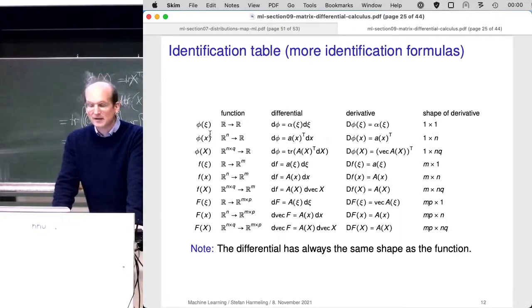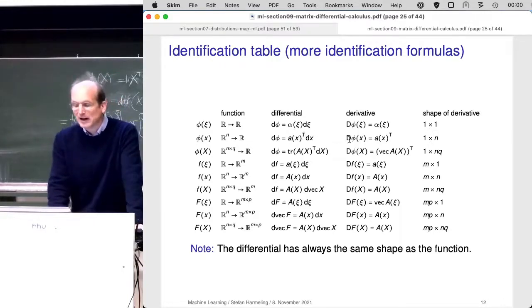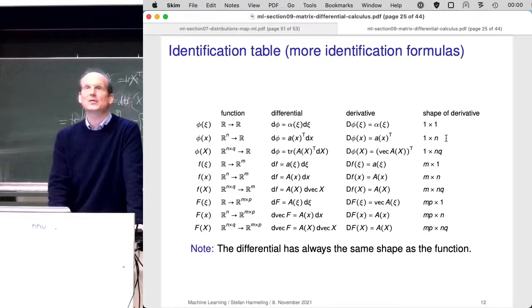Okay? Let's take the next one, vector valued input. In this case, we need to get this form. We need to find an expression that is an inner product of some function of x transpose times dx. And then we would say the derivative is this function transposed. Okay? And then the shape of the derivative is 1 by n.